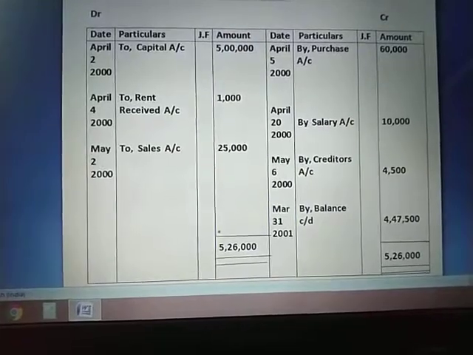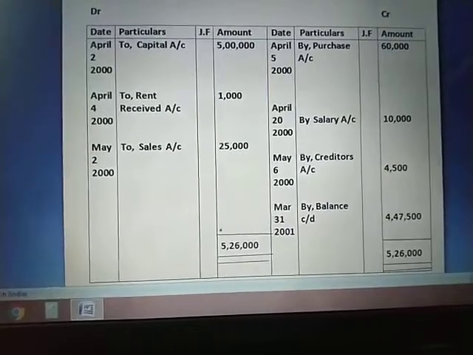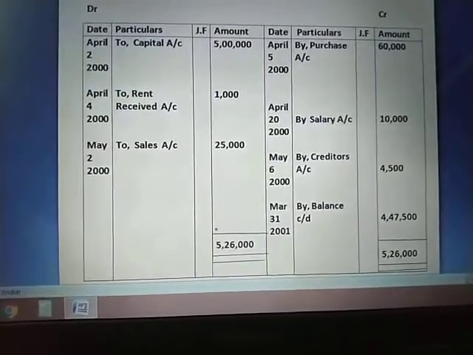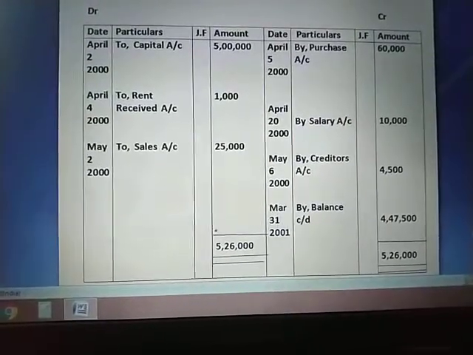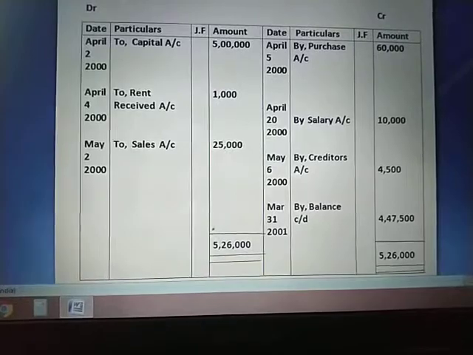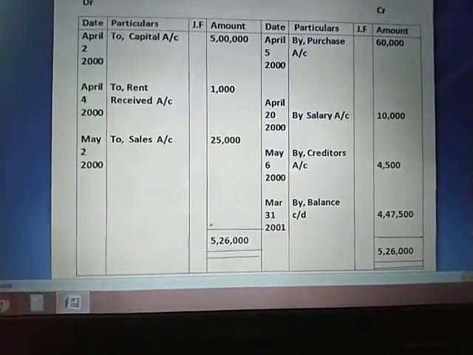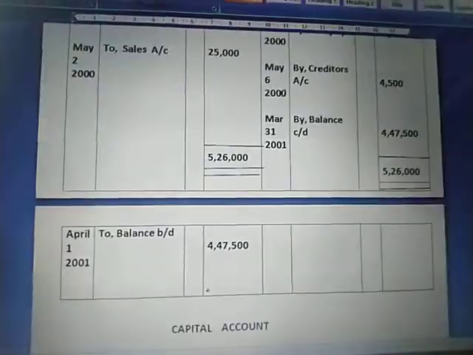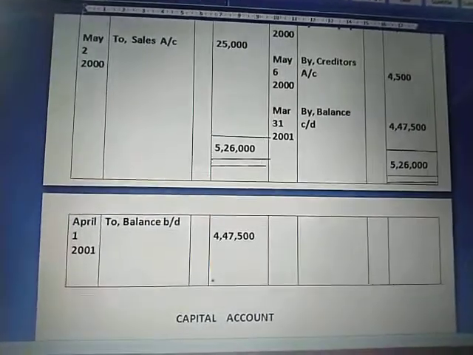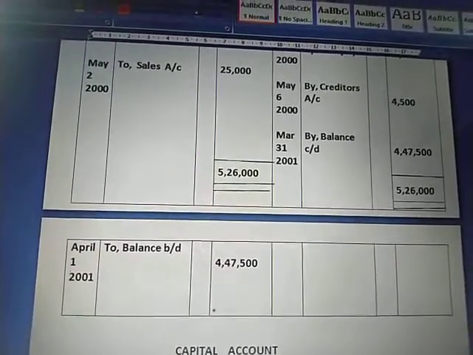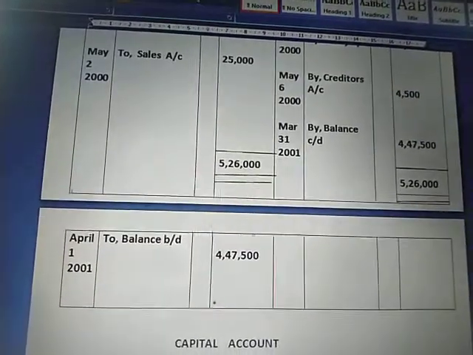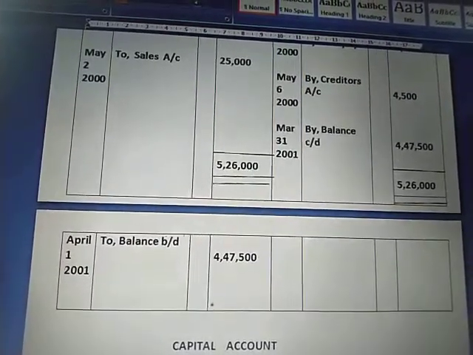Then we just add up both the sides, debit side and credit side, and we find that it is giving us a debit balance because the debit side is more than the credit side. So we have to put the remaining value on the credit side by balance CD on March 31st, 2001, 4,47,500, and this value is transferred to the opening date of the next year, 1st April 2001, to balance BD as 4,47,500.